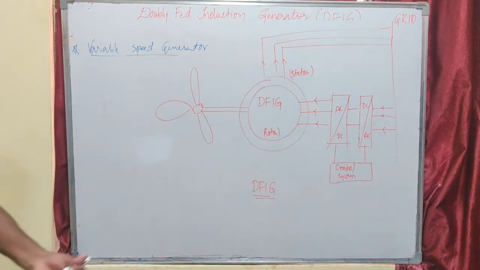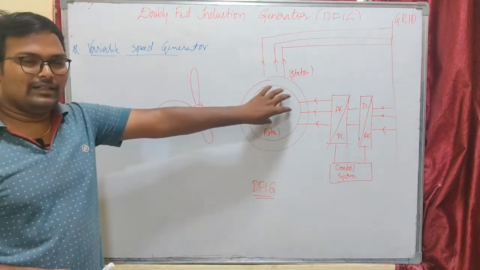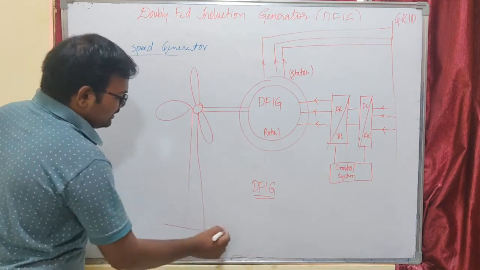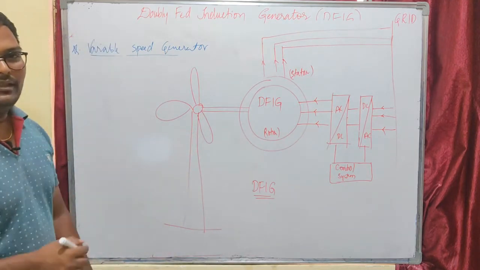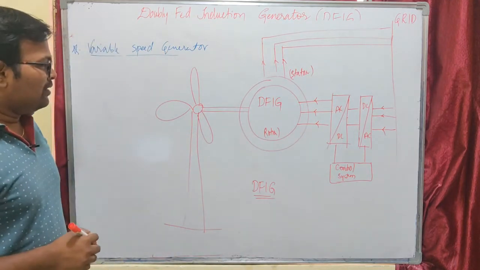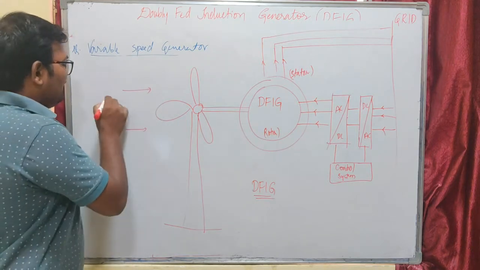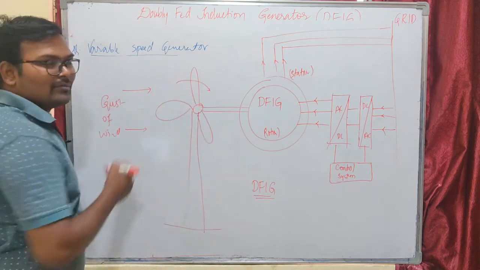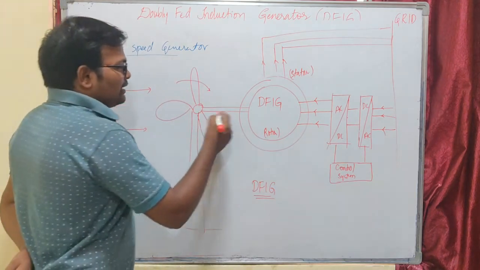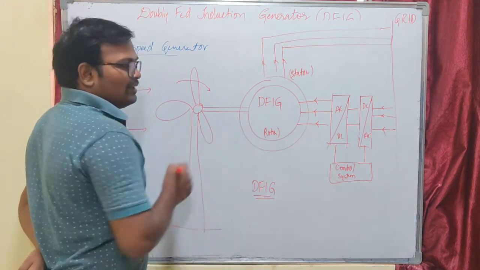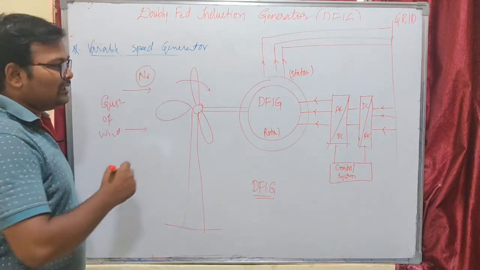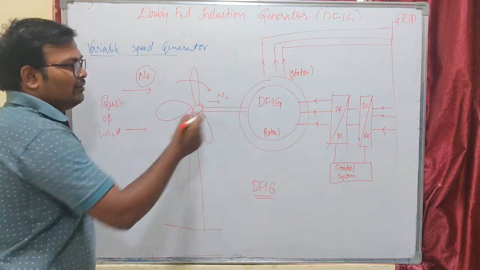Generally, the application of our doubly fed induction generator is in windmills, you know, wind power generation. Let us assume it is a windmill generator. You will have a gust of wind, then our windmill rotates, and this is connected to a generator, that is our doubly fed induction generator. And you cannot define the speed of the wind, so it will not deliver constant rotation to our generator.